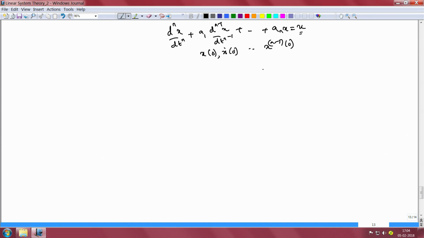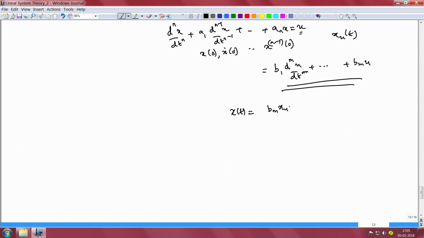Now, if you want to obtain the solution to the more general case, where on the right hand side, instead of u, you have b1 times the mth derivative of u with respect to time and so on and so forth up to bm u, all you need to do is, having obtained the solution xu of t that we did just some minutes back, we can represent the response to the general input given by this expression as x of t equal to bm xu of t plus bm minus 1 x dot u of t and so on up to b1 times the mth derivative of xu of t.